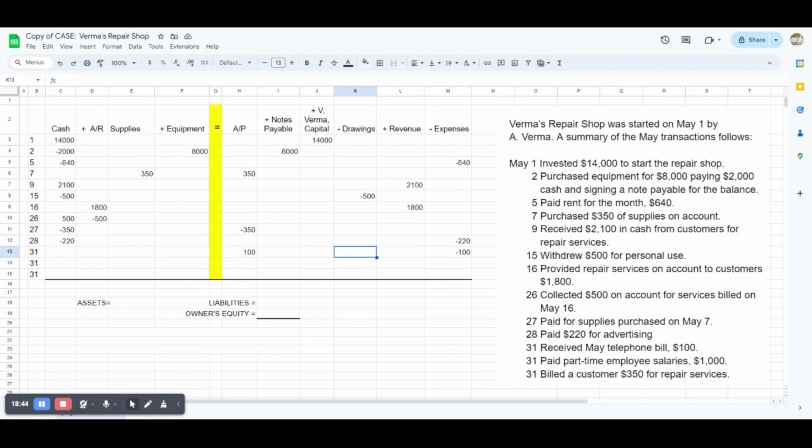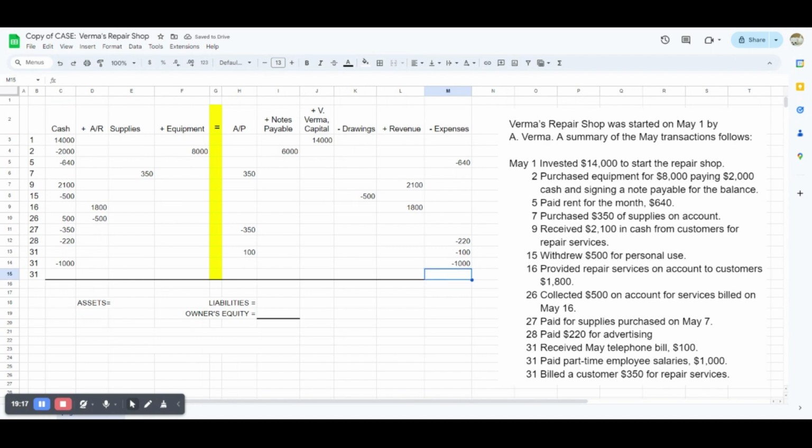Paid part-time employee salaries, $1,000. Okay, so now you see paid again. That means cash is going to go down, this time by $1,000. And again, employee salaries are not really an asset, so it's going to go into expenses, and expenses are going to decrease by $1,000.